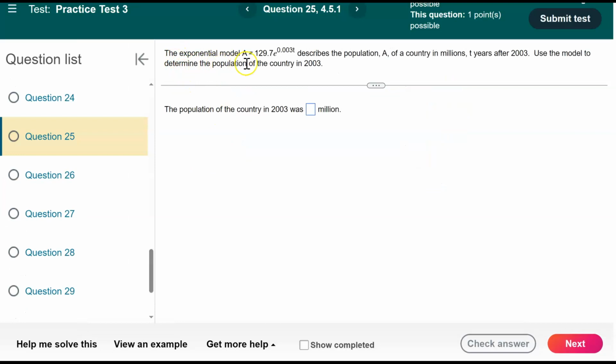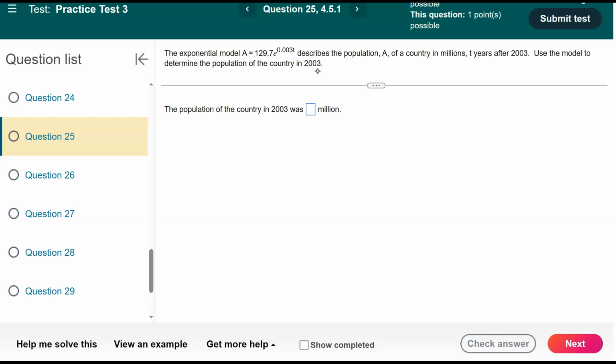Next number, the exponential model A equal to 129.7 e to the 0.003t describes the population A of a country in millions t years after 2003. Use the model to determine the population of the country in 2003. So this one, this is t years after 2003.